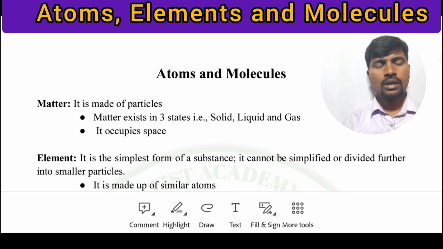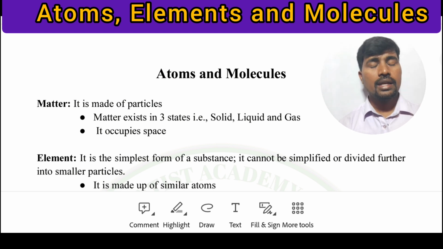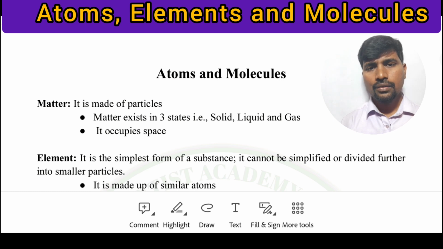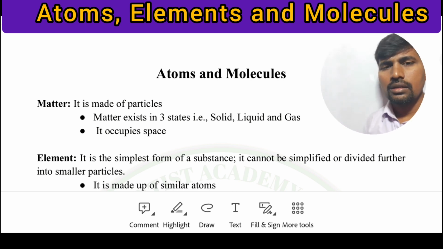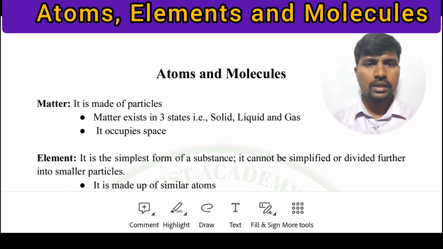Matter is made up of particles and exists in three states: solid, liquid and gas. It occupies space and has mass. Remember the matter definition: a substance which occupies space and which has mass. For example, water in a glass occupies the space in the glass, and the water has some mass. Okay? Next, what is meant by element.